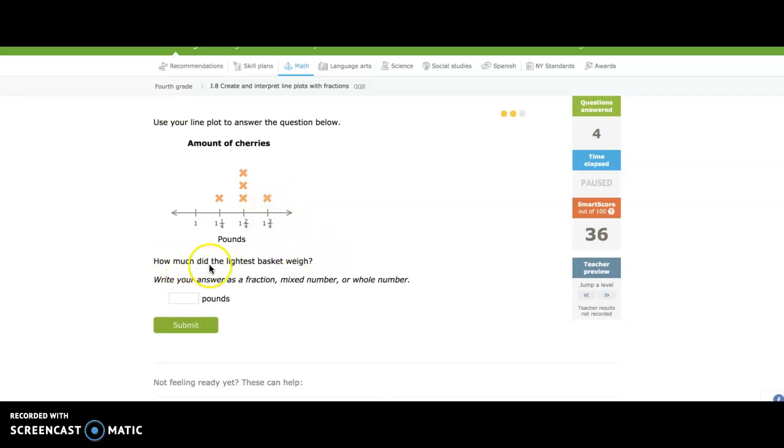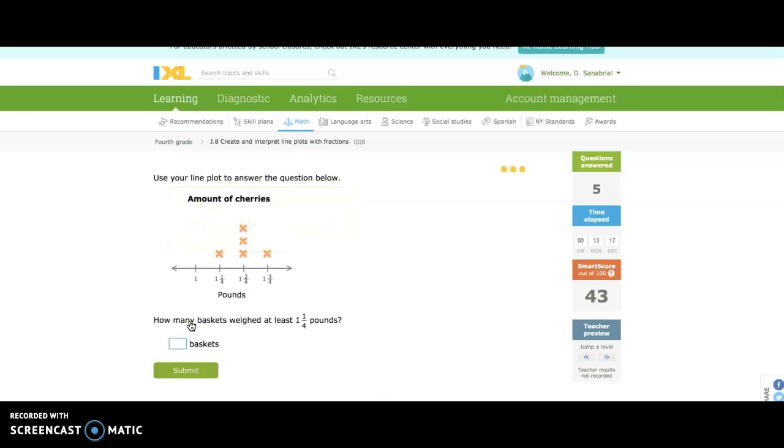So the question is, how much did the lightest basket weigh? Well, the lightest basket was 1 1/4 pounds because that's less than 1 2/4 pounds and 1 3/4 pounds. So this was the lightest basket. The question is asking, how much did the lightest basket weigh? I know it's 1 1/4 here. So I'm going to put in my answer, 1 1/4. Click submit, and got it right.